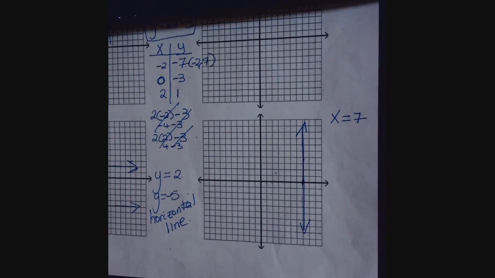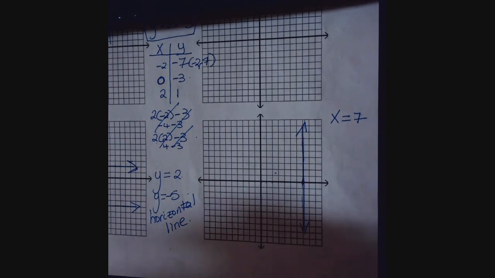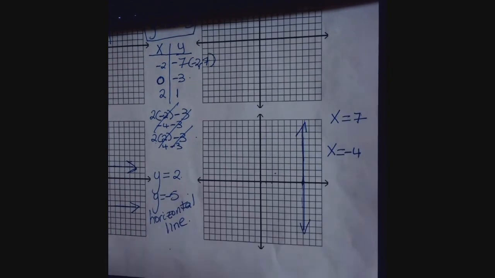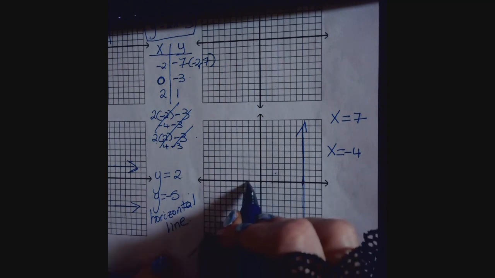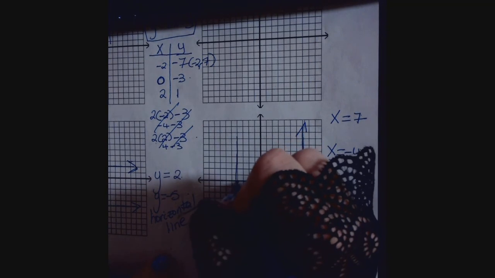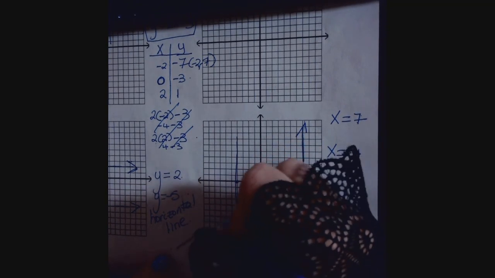So say now we wanted to graph x equals -4. I'm just making one up. I'll give you a second. Let's see where you would graph that. x equals -4. Okay, so hopefully you've gone 1, 2, 3, 4, and you've gone ahead and graphed this as x equals -4.